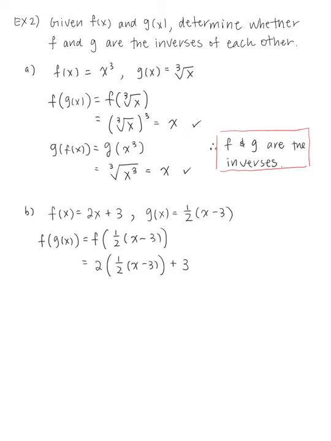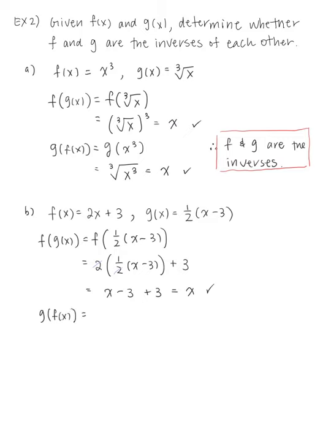Now I'm just going to distribute the 2 into the 1/2, because everything's being multiplied. That means I get to cancel that out. What's left over is just x minus 3, and then we have plus 3, which is going to give us x. It's looking good. Halfway done. Now let's go with g of f of x.